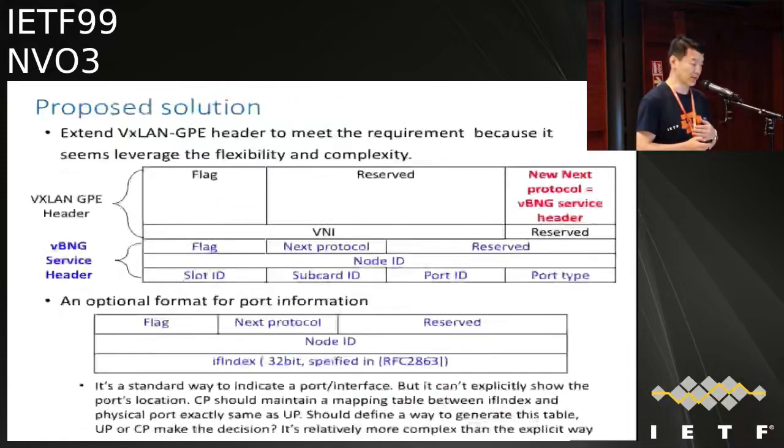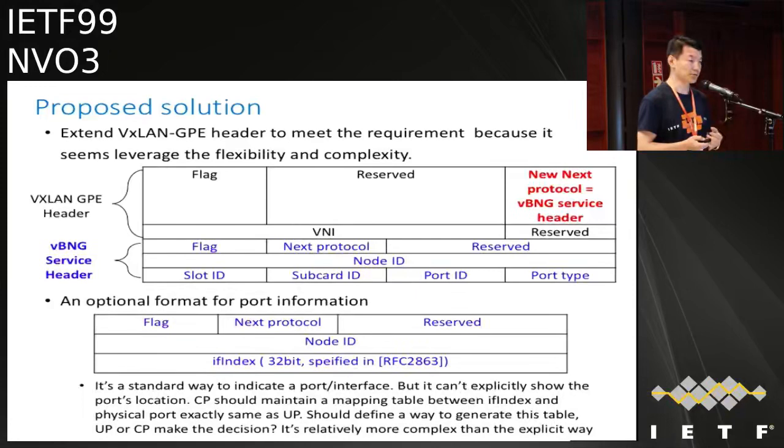So we extend the VXLAN GPE header to meet the requirement, because we think this way is more flexible and not so complex. As the diagram shows, we request a new next protocol in the VXLAN GPE header for the vBNG service header. And we define a vBNG service header to carry the port information. There are flag, next protocol, and node ID, slot ID, subcard ID, port ID, and port type.